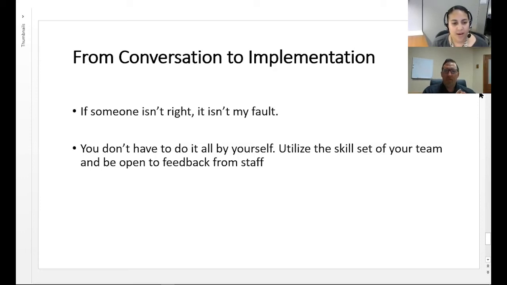Yeah, and the point that I had is you don't have to do it all by yourself. You really want to utilize the skill set of your team and be open to feedback. This is something I learned along the way, because I'm someone who can just focus in and feel like I have to do it all. That's not what it's about. That's why the hiring and the training are so important, because you want to have a strong team, and you're not there to do it all alone.